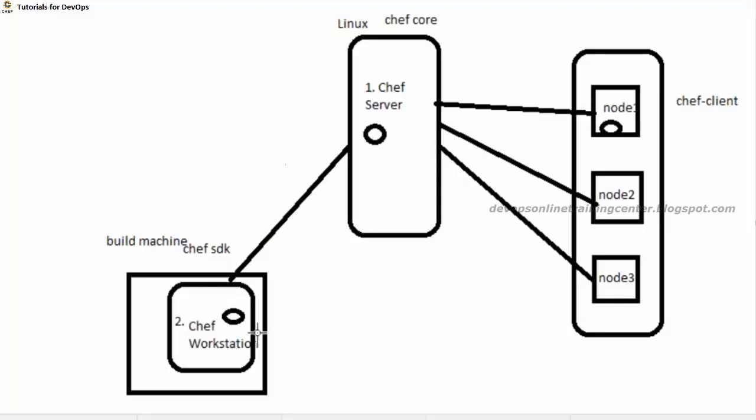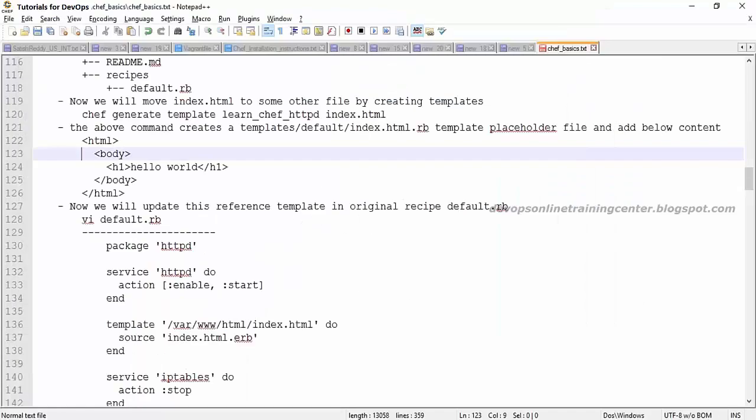To work with this procedure, first of all, let's create a cookbook on your workstation and upload that to your chef server. Anything you want to work with on the nodes should be in the form of a cookbook only. It will not accept anything else. So let's create some cookbooks and upload them to the chef server.